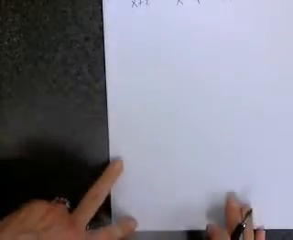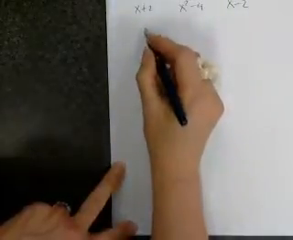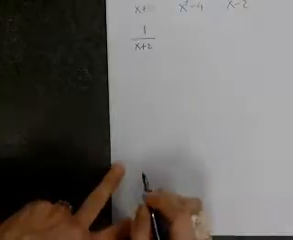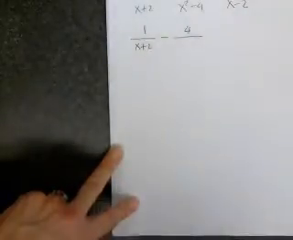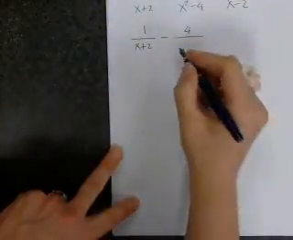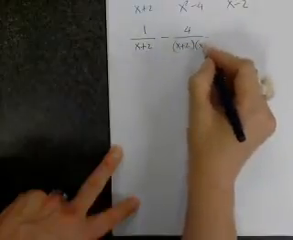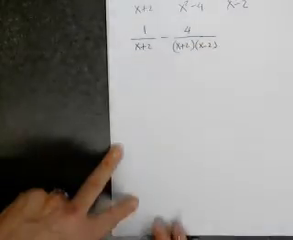Ready? Good. So what should I do first? So I have 1 over x plus 2, and then over, and let's factor the denominator now. Good.